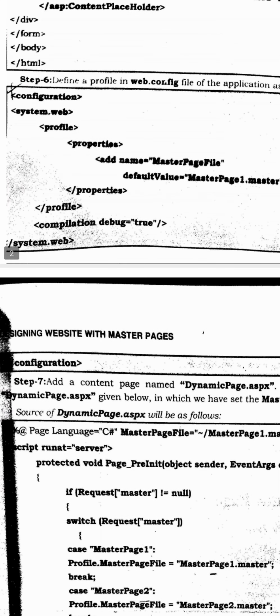Now for configuration, there is a file named web.config. There is always a file for every website, for every web application we create. There always exists a config file named as web.config. It appears in the solution explorer window of the entire window of ASP.NET. So in web.config, we will have to write few lines. We will have to define the profile of master pages.